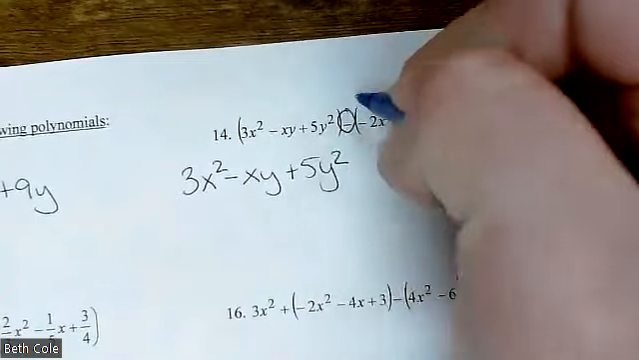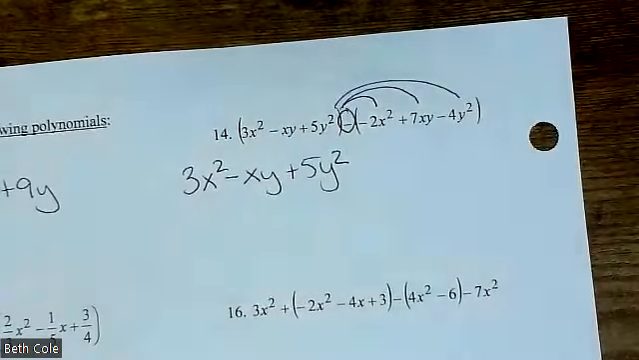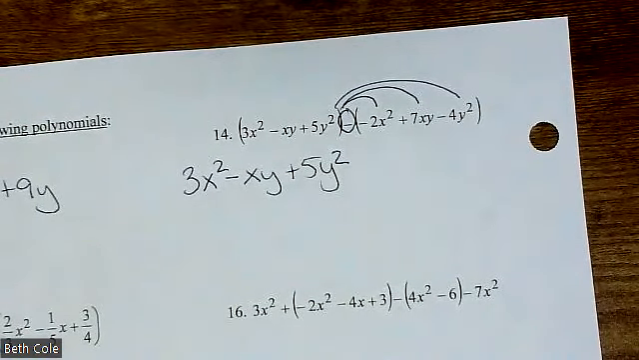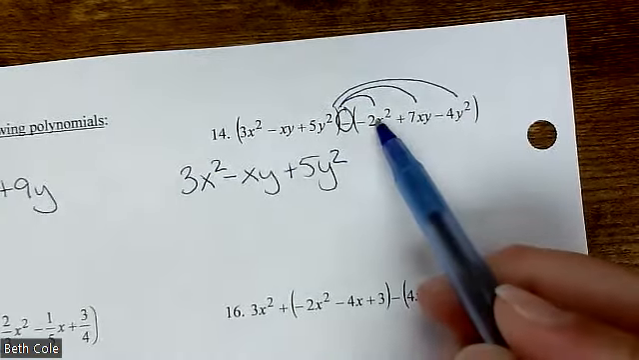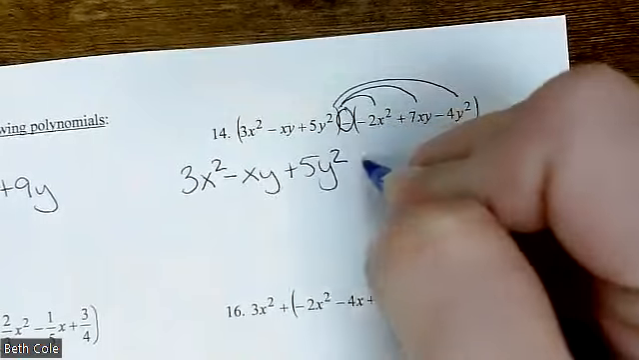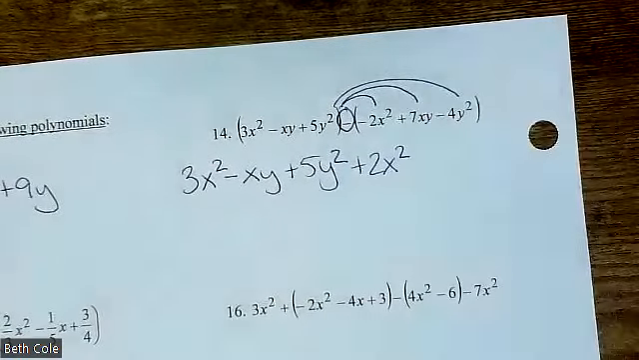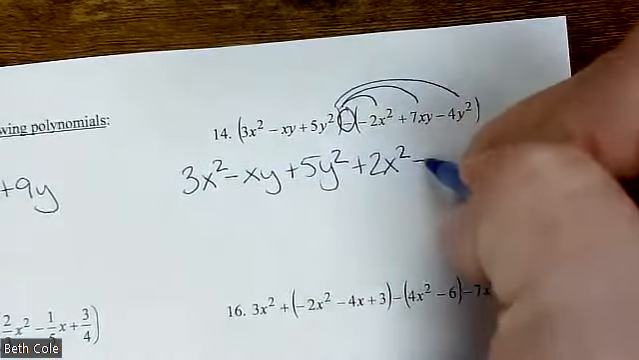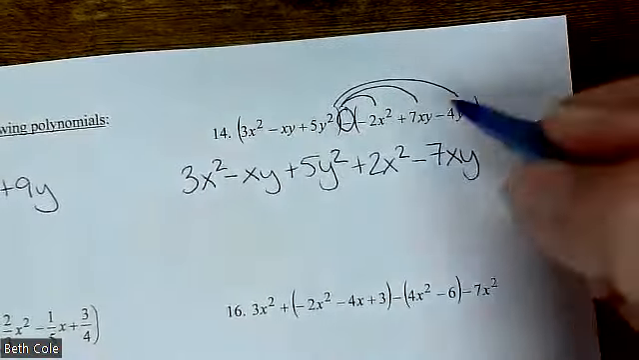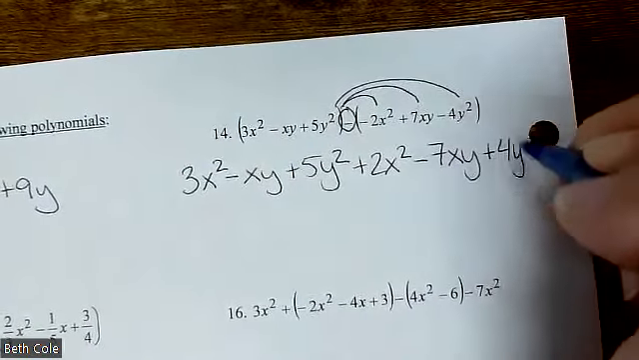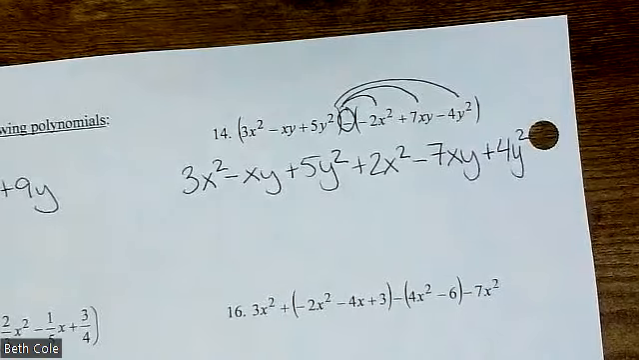You're going to take this negative and distribute it through there. So all the terms are just opposite now. All right. So what would that give us? Good. Positive 2x squared, and then negative 7xy, and then positive 4. Perfect. It is just opposite.